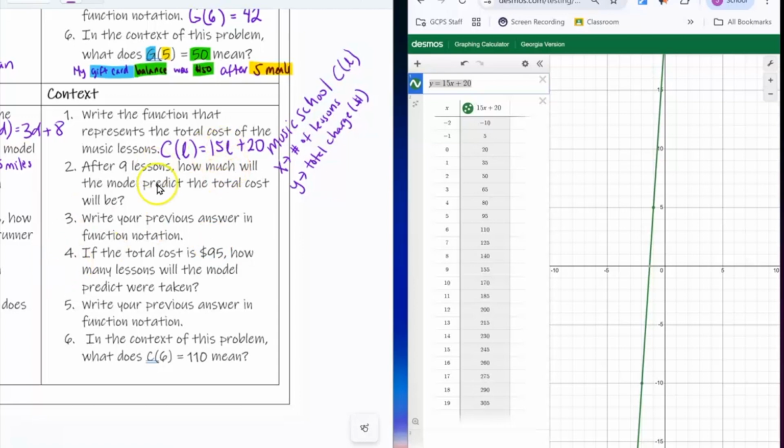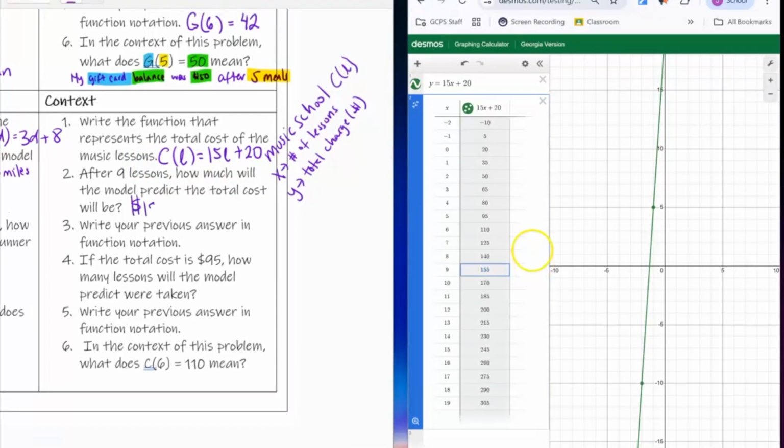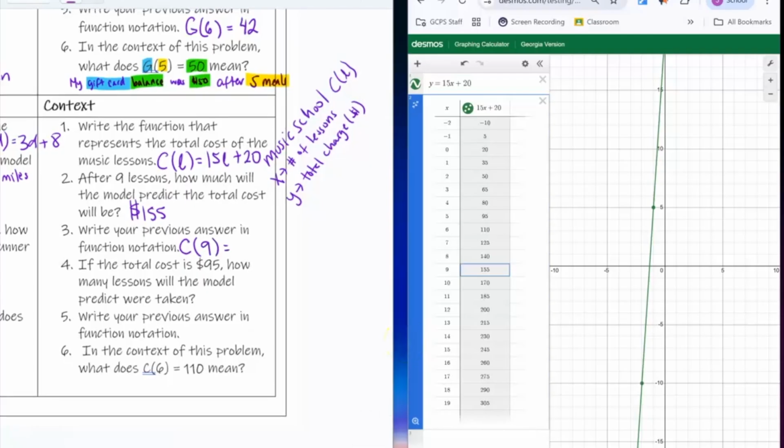After 9 lessons, how much would the model predict the total cost would be? 9 lessons, so X is number of lessons, so X is 9. So I go to 9. That's $155. You write your previous answer in function notation. So I've got C, capital C, which is cost. The number of lessons was what? 9. L for lessons, so 9 equals my output, which is $155.